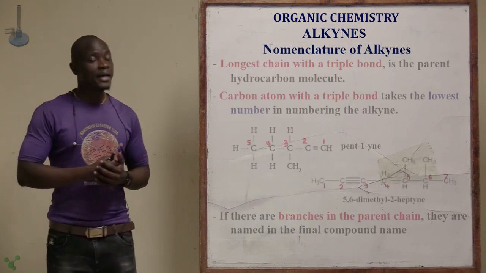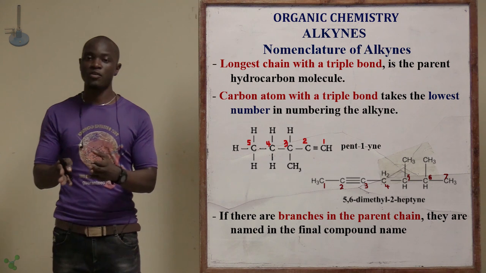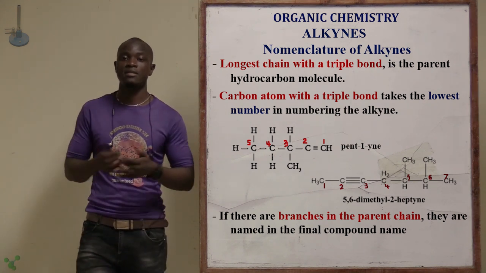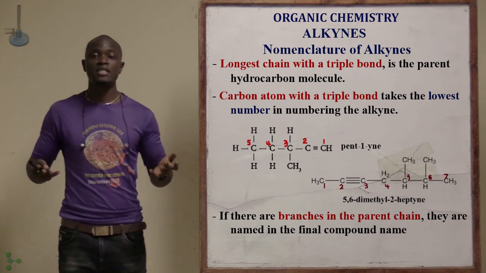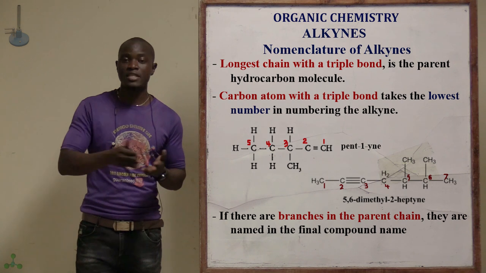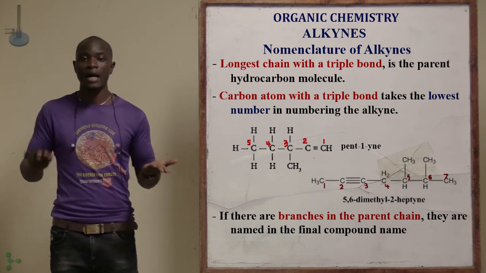So let's look at the nomenclature of alkynes. It's exactly the same as for the alkanes and exactly the same as for the alkenes. We are just repeating. Nomenclature means naming, so it's just like saying naming of alkynes. So we are just naming alkynes.